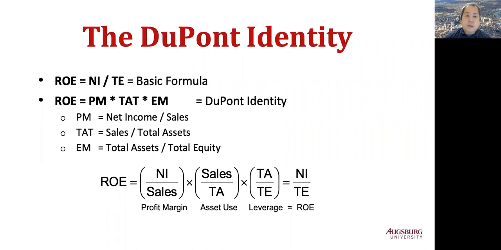The basic ROE formula is net income divided by total equity, and we can divide this formula into 3 different ratios. We have net income here, the denominator total equity, and for the first factor we put sales in as a denominator, and that's the profit margin. Then sales as a numerator in the next ratio, and total assets as the denominator, that's the total asset turnover.